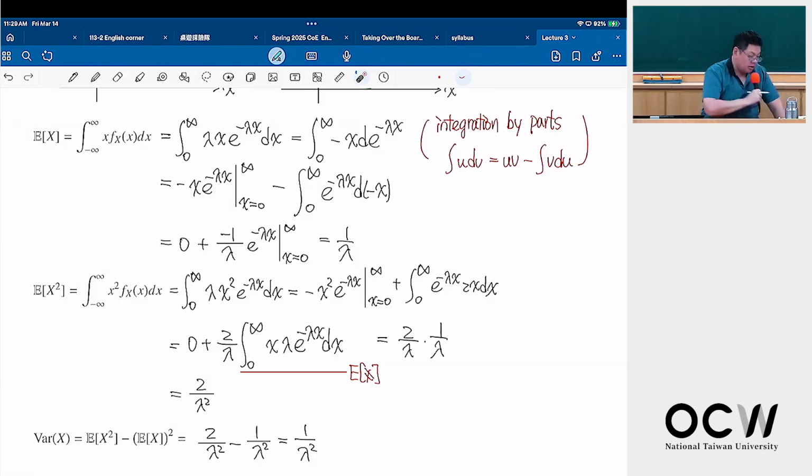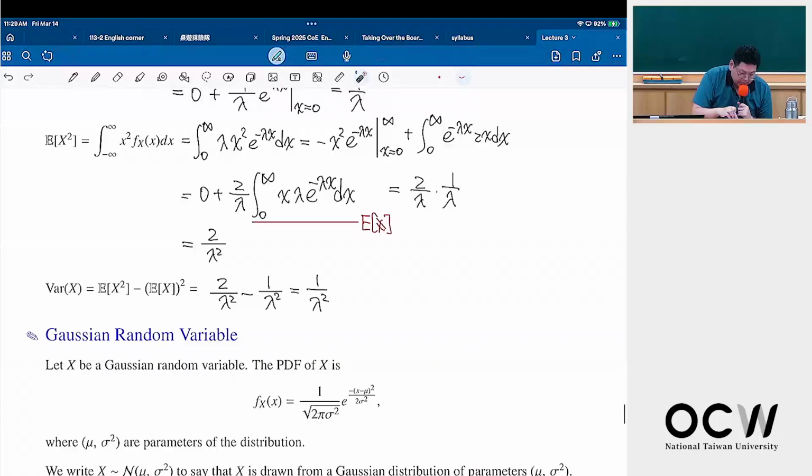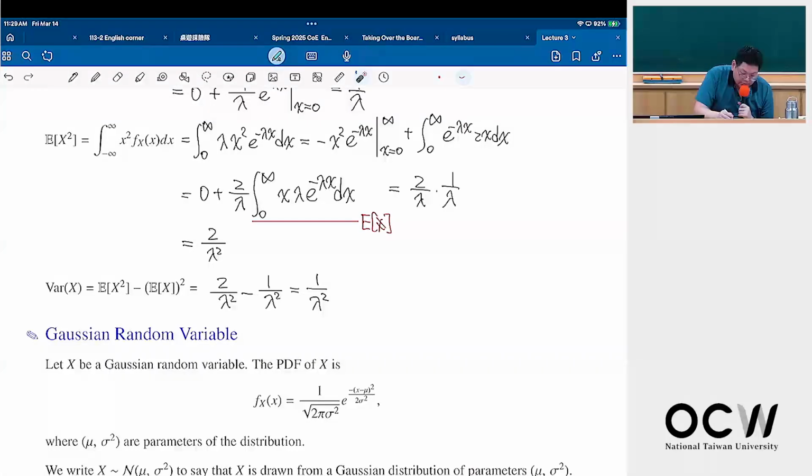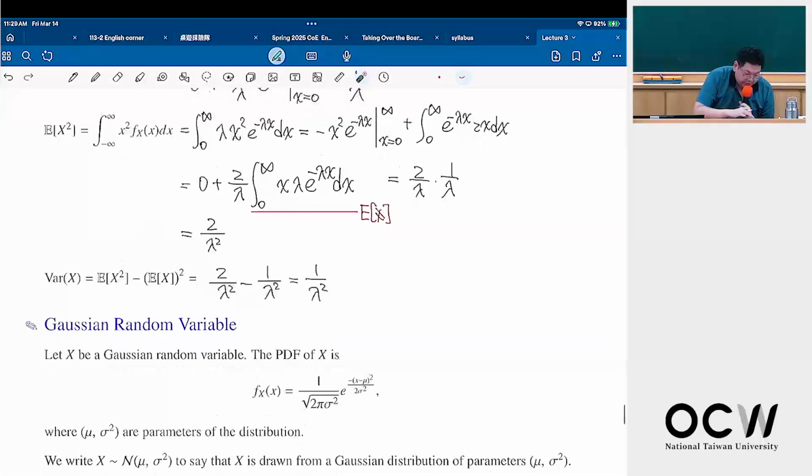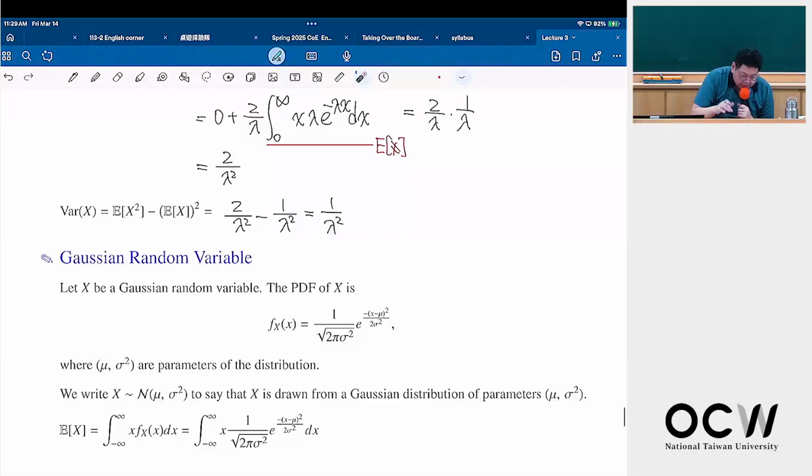The next random variable is Gaussian. People use the Gaussian random variable a lot. What is a Gaussian random variable? The PDF is here. I have mean and variance. Mu and sigma squared are the parameters of the distribution.